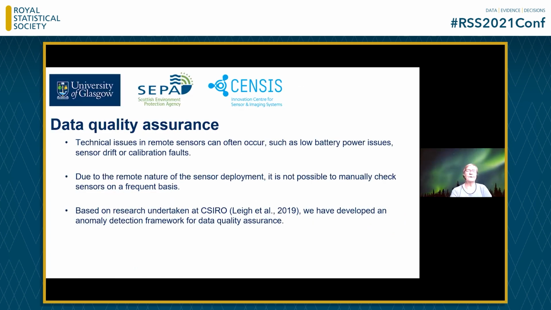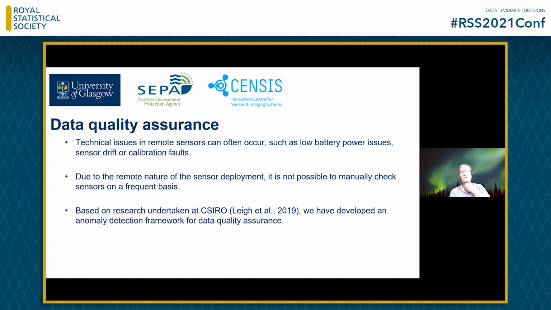I mentioned that one of our tasks was data quality assurance, because without a doubt, we sometimes underestimate just how much work is needed in preparing the data before we do any modelling. There are a variety of technical issues that can often occur in sensors installed in remote locations. We wanted a situation where the SEPA guys didn't always have to be dashing out to the field, because it's quite a long way from their office, to repair faults and so on. The types of issues we're talking about are low battery, sensor drift, calibration fault, sometimes just going offline, and so on.